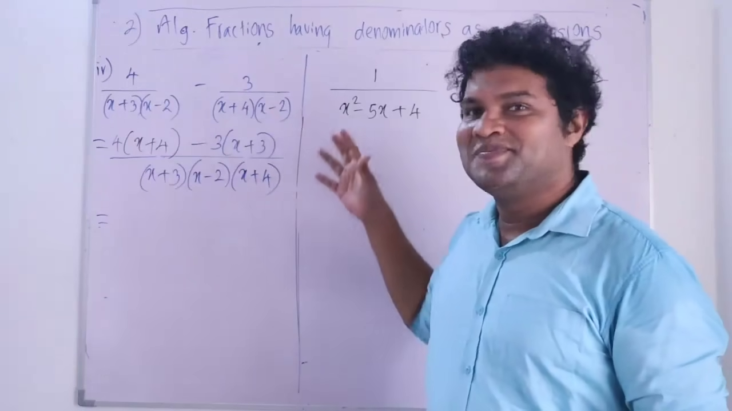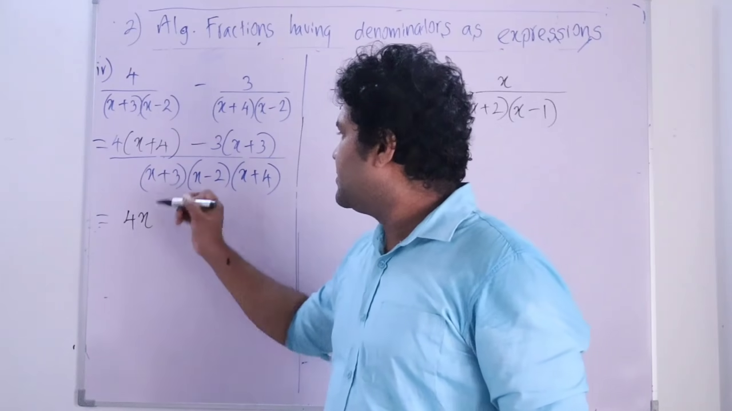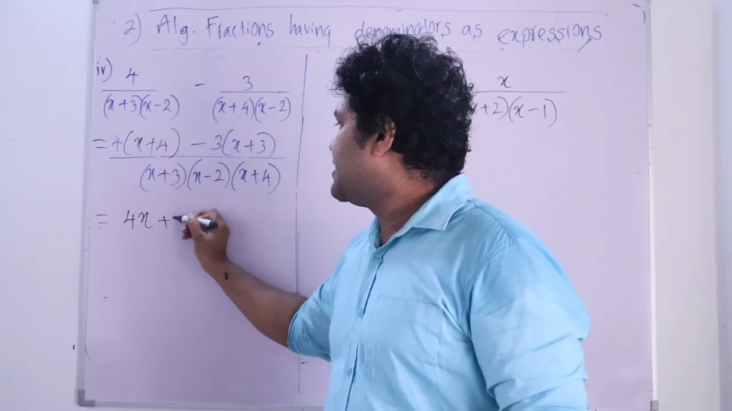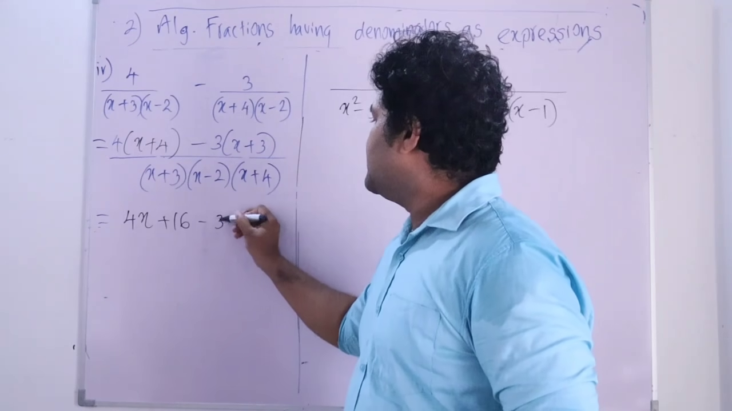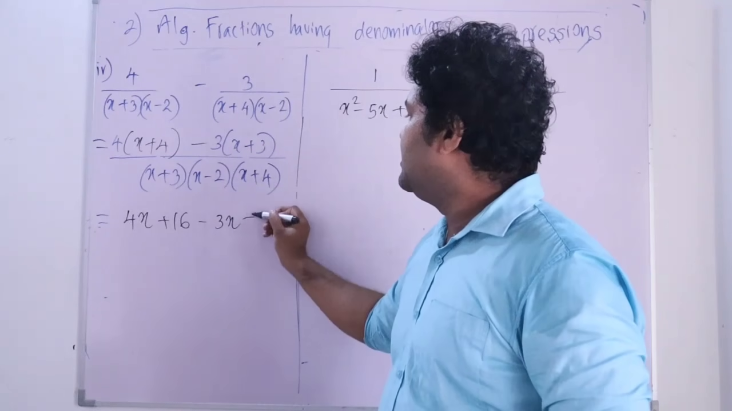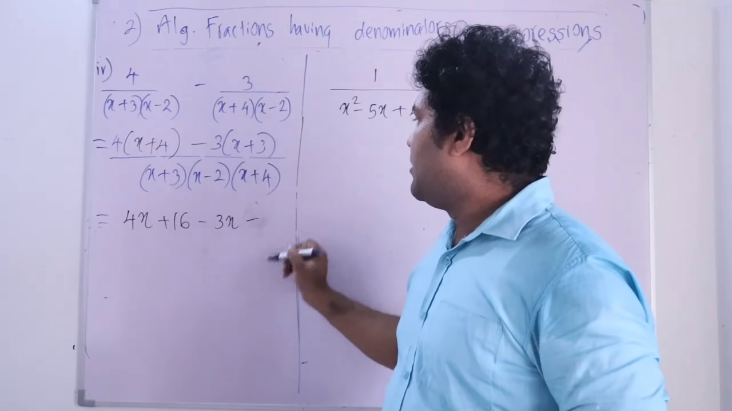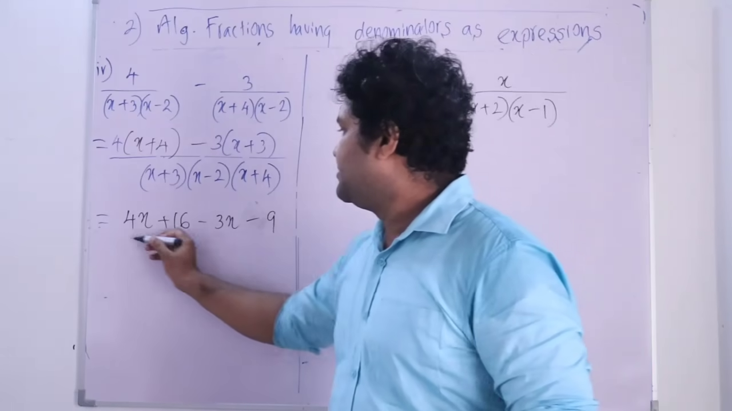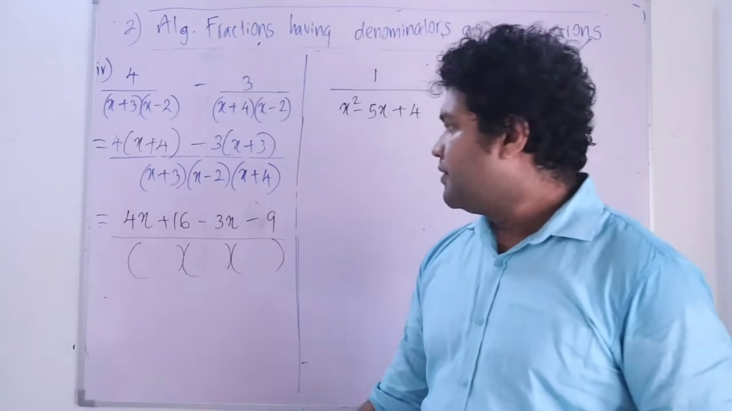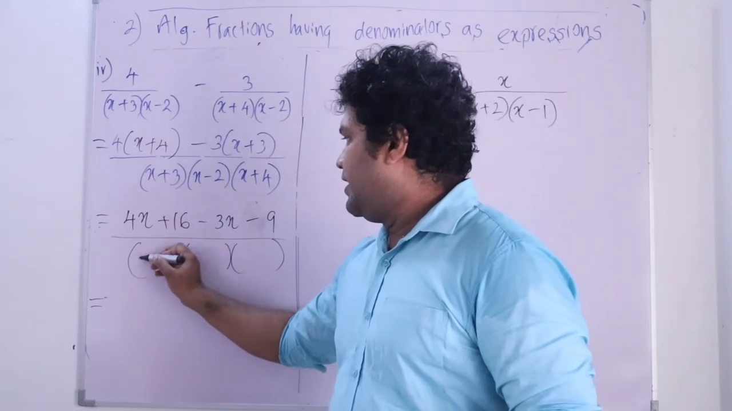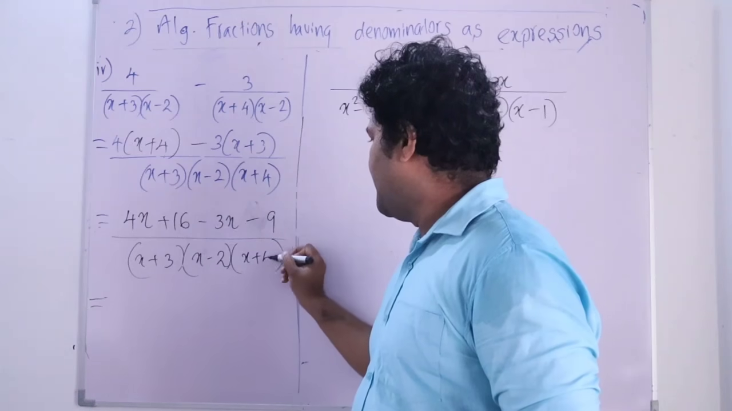Okay, now what should we do more? We have to do maths, because in brackets 4 times x you write 4x, and 4 times 4 you know 16, minus 3 times x you know 3x, and 3 times 3 is 9. But you must remember minus times plus gives minus, 3 times 3 is 9, and the denominator is the denominator, right? Okay, we fill in the blanks. So x plus 3, x minus 2, x plus 4.